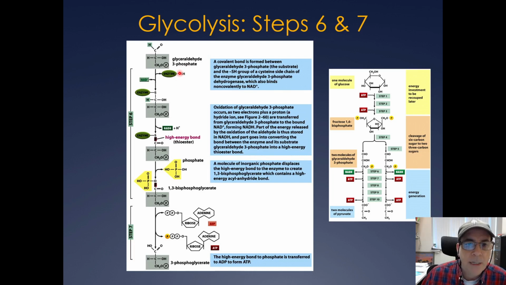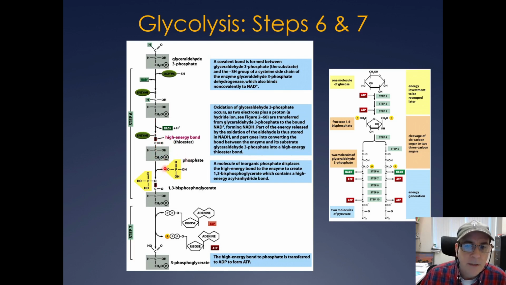What ends up happening is you get a covalent attachment between this sulfhydryl and the glyceraldehyde 3-phosphate. In the process, it takes in the oxidized NAD, and then it releases a reduced form, NADH, and a proton. Then, as step 6 goes on, you have this high energy thioester bond, which is easily displaced with inorganic phosphate.